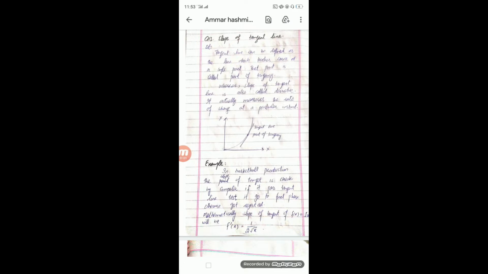In the figure we can see that the line passes through a point, and this line is called the tangent line, and the point shown is the point of tangency. Tangent lines have vast application in real life as well as in mathematical models. To find the slope of the tangent line, we take the derivative of a function.